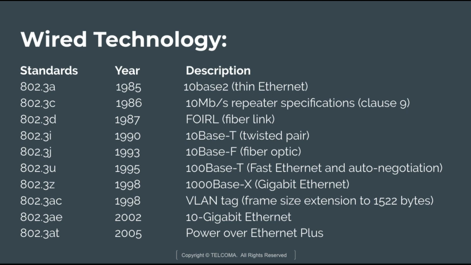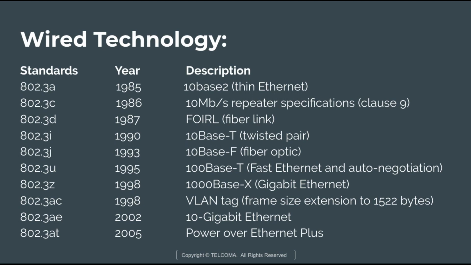802.3J was developed in 1993 and it is used for 10BASE fiber optic. And 802.3U was developed in 1995 and it is used with 100BASE-T fast Ethernet and auto negotiation. And 802.3Z was developed in 1998 and it is used for 1000BASE-X, that is gigabit Ethernet. And 802.3AC was developed in 1998 and it is used with VLAN tag.